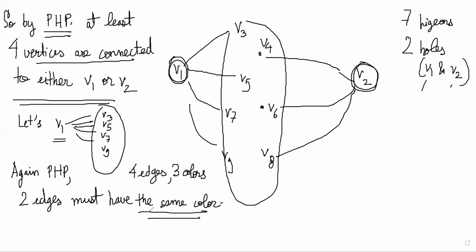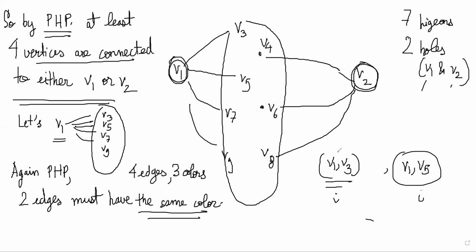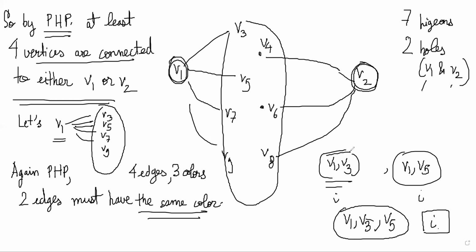If 2 edges have the same color, let's call, without any loss of generality, the V1 V3 edge and the V1 V5 edge as having color I, right? So now it is clear from here and from the fact that I had mentioned before we started the proof that V1, V3, V5 will form a monochromatic triangle of color I, right? Because both V1 and V3 know the language I, V1 and V5 know the language I, so 3 and 5 can also talk in language I.